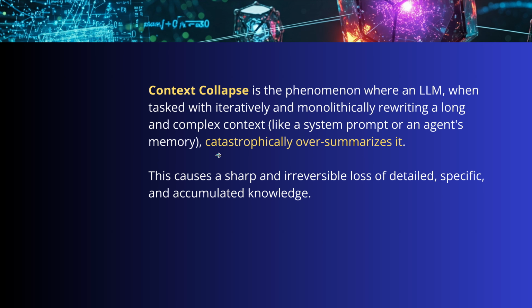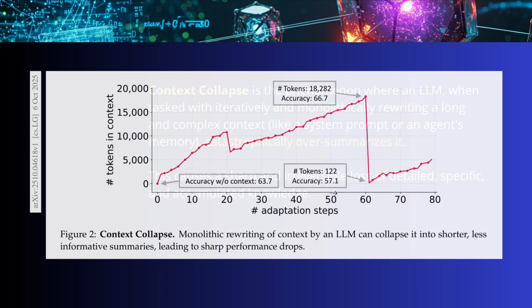This AI has a problem because it does a catastrophic over-summarization. At one point in time, it is not copying the complete long and complex context, but suddenly the AI decides, now it's time, I do a massive summarization. Now this causes a sharp and irreversible loss of all detailed, specific and accumulated knowledge that was in the system prompt or in the memory of our agent. This is a problem. Here you have it, context collapse, you see?